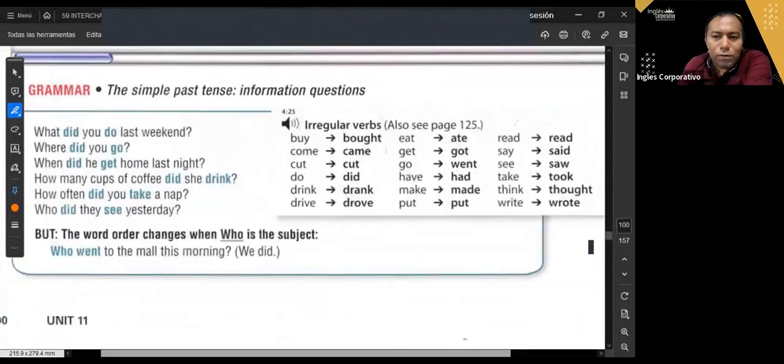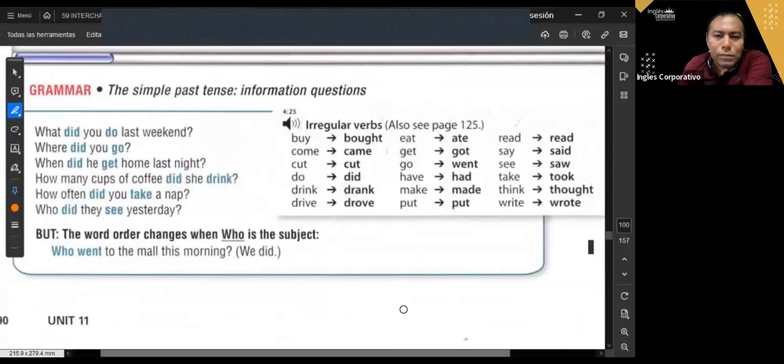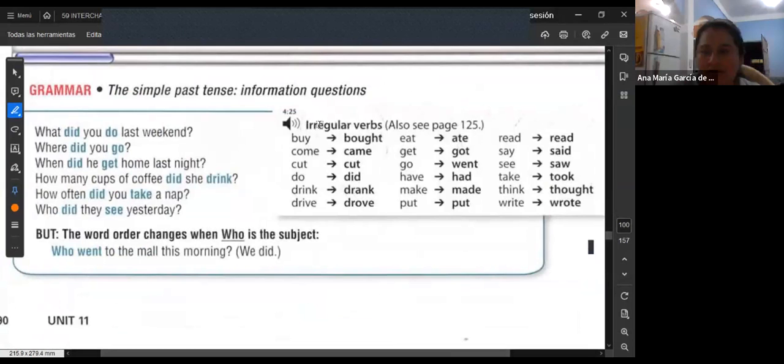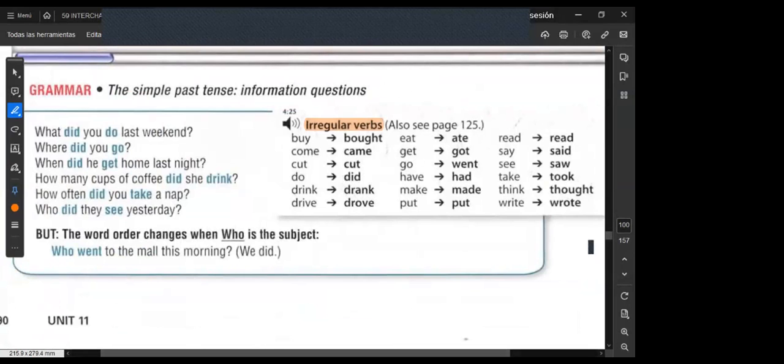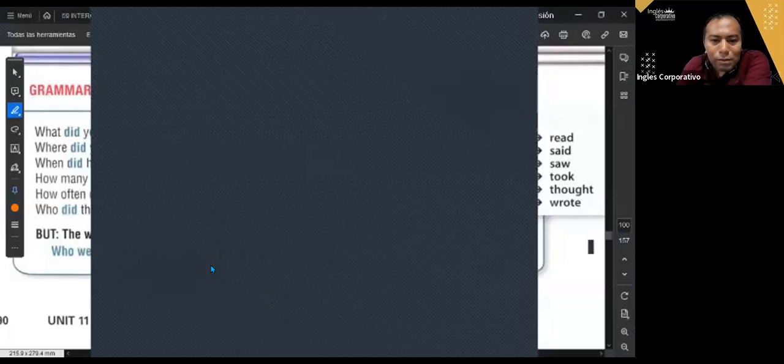¿Se ve bien o lo ve borroso? Se ve bien. Okay, so you have these irregular verbs. Excellent, very good. So you are going to listen to this pronunciation. Give me a second. Okay, necesito mover este volado. Okay, aquí está. Page 90. Irregular verbs.